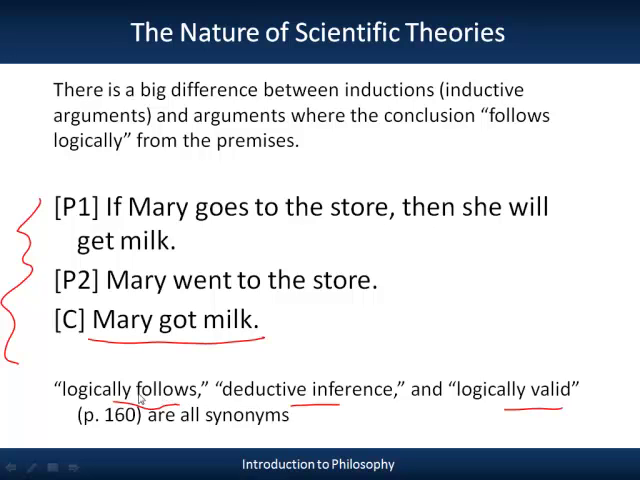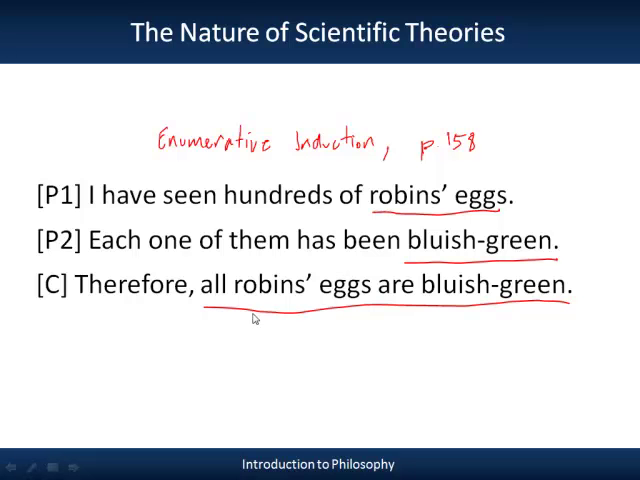And you'll notice that an argument like this one, an induction, either an enumerative one or some other type of inductive argument, is quite different. Here, even if our premises are true, even if it is the case that I've seen hundreds of robin's eggs, and even if it is the case that each one of them has been bluish green, there's no guarantee that all robin's eggs are bluish green. My premises could be true and my conclusion could very well be false. If there is one robin's egg out there somewhere that's not bluish green, then my conclusion will be false.